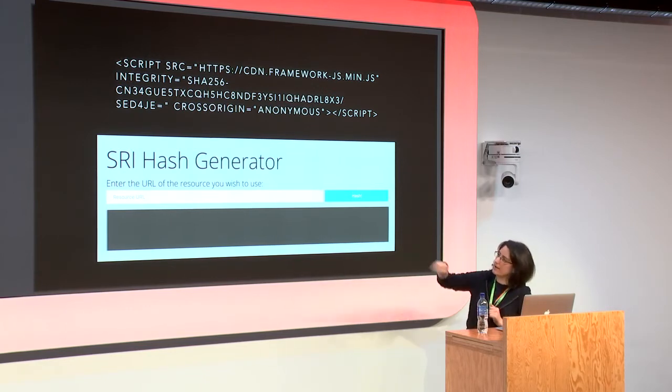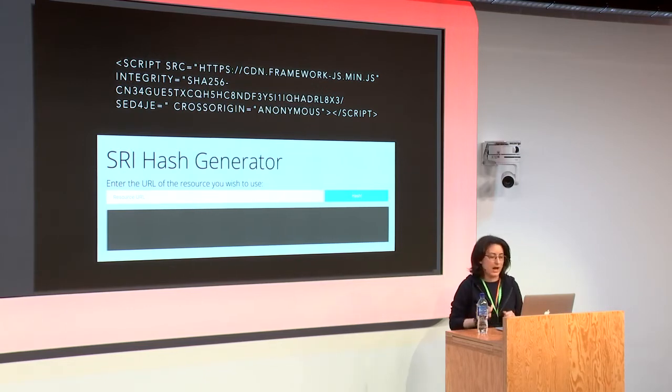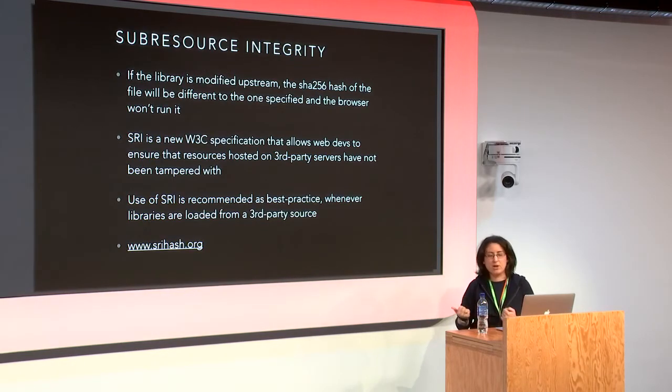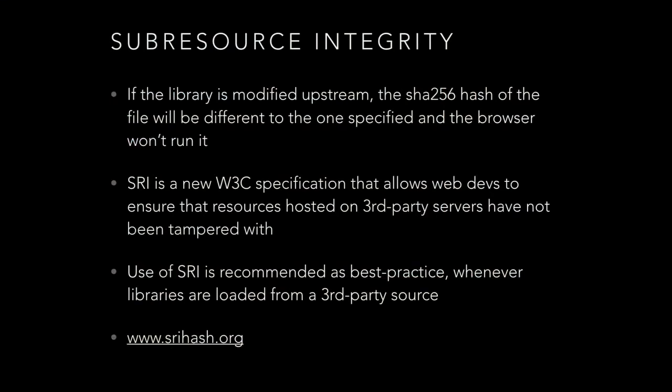This website allows you to generate a hash that you can append to your script. So if the library is modified upstream, and the SHA-256 hash of the file is different, the browser won't load it, it will block it. It's a new W3C specification. The good news is the latest Firefox and Chrome fully support it. The bad news is IE and Safari don't support it yet. You can double check which browsers support it on caniuse.com.